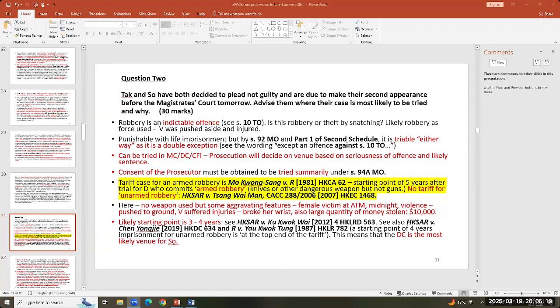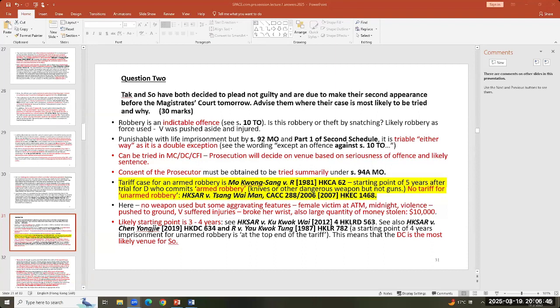And on appeal, that was held to be outside of his jurisdiction, because it's the prosecution that decide on the venue, not the court. The way that they consent is by asking for plea to be taken in the magistrate's court. Now, in your notes on sentencing, I've given you the tariffs for the key offenses. So in your lecture 6 notes, you have tariffs for robbery.